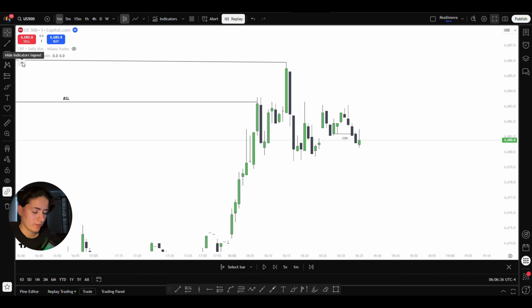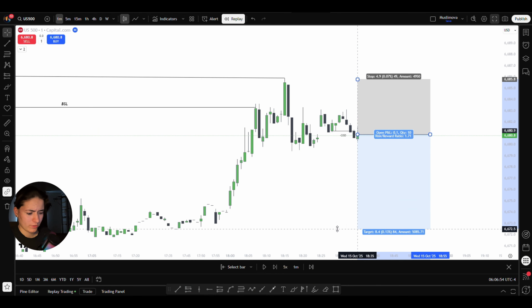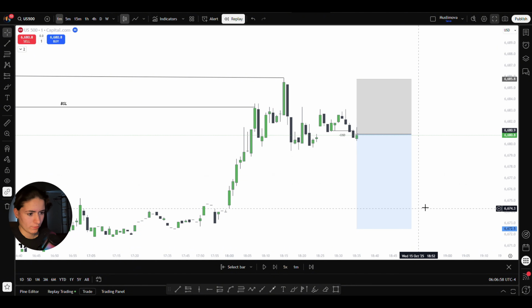As you can see, once I turn it on, we can spot that CSD has formed right there. And from this point, we can look to open a position. The stop loss goes above the high, and the take profit below the candle range low.